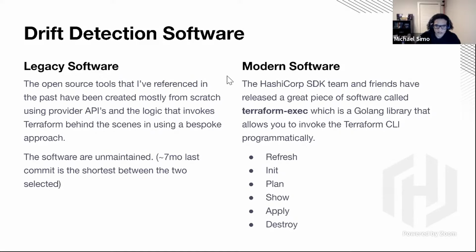So it's not super maintained, but I'll still shout them out, because even for myself, writing modern software, it's been a very good help to reference these old pieces of software. And I will go into the next thing, called modern software. I only call it modern because there's a really good Golang library that was created by the HashiCorp SDK team, and it's called terraform-exec. Essentially, you can invoke all of the functionality of the Terraform CLI, but programmatically. I've mentioned a few different things that are supported: refresh, init, plan, show, apply, and destroy. You can do all of these things through the code base, which is great.